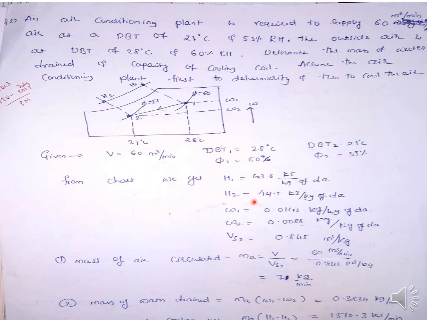Next, capacity of cooling coil is MA into (H1 minus H2). So H1, H2 are here, MA is here. Substitute, you will get the answers. This was asked in the 2017 CBCS question paper for 8 marks. Simply only 2 steps, these are from the chart. If you calculate in 2 or 3 steps, you will get 8 marks.